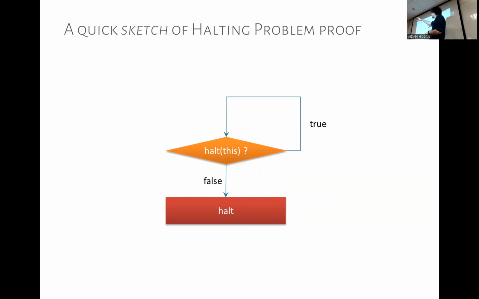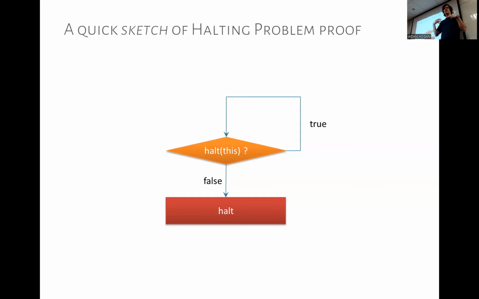So we have this function halt and we're going to create another program. And what's this program going to do? It's going to cheat. It's going to prove somehow that this halt cannot work. So what this program does is it asks the halt function, will I halt?